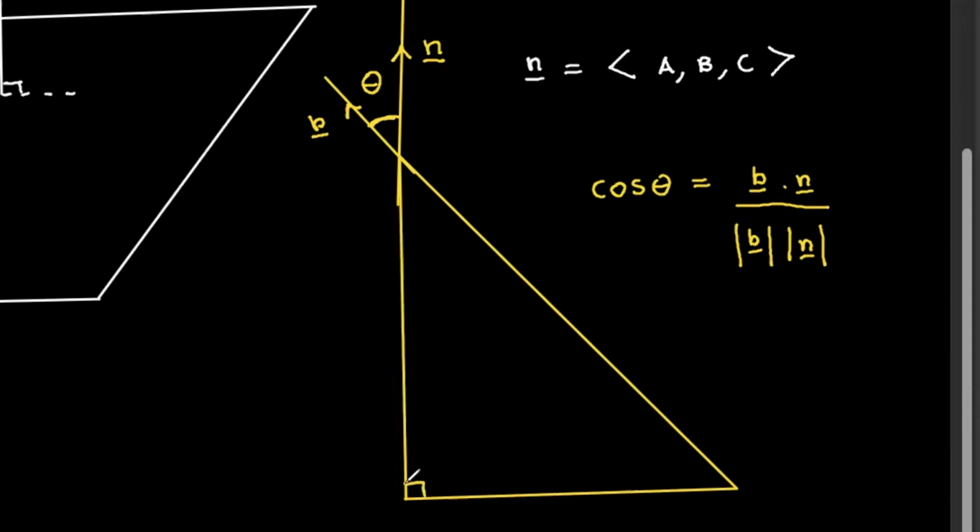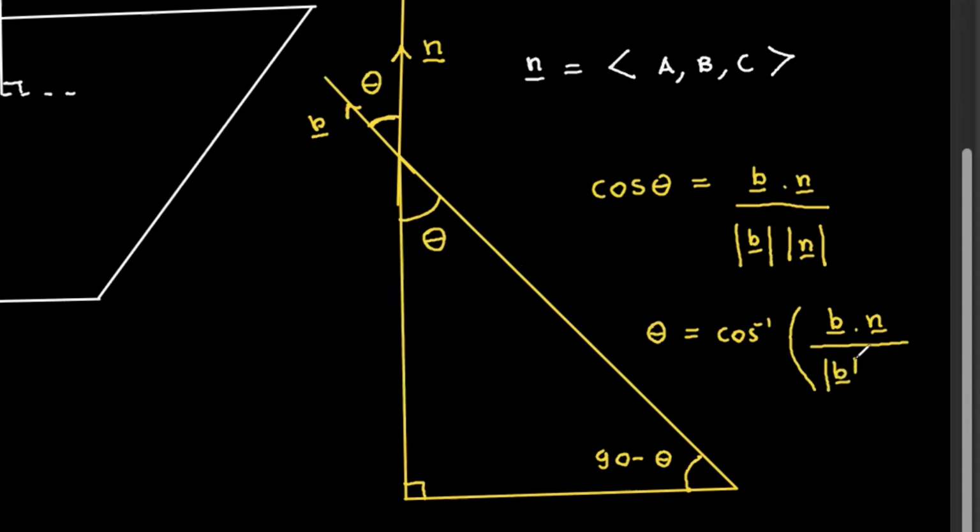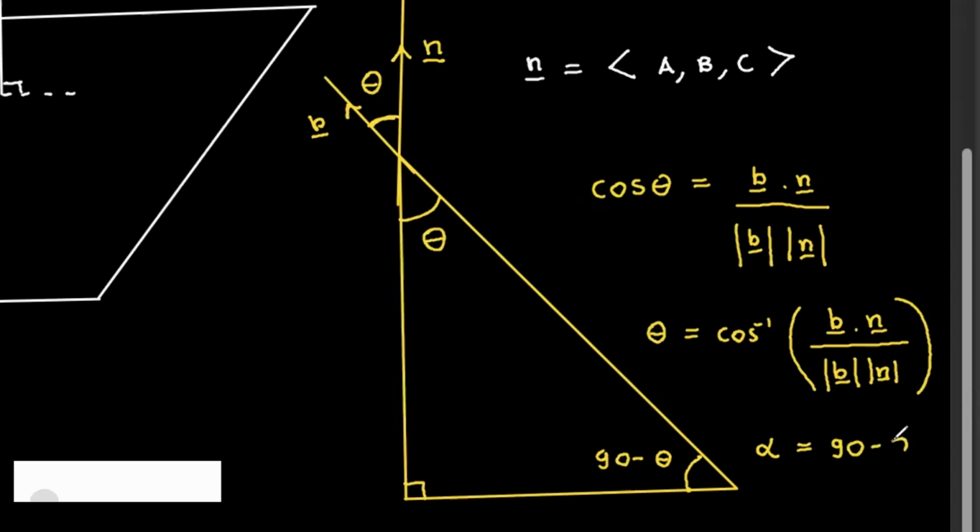We know this is 90 degrees, so this will also be 90 degrees. Why? Because this is the vertically opposite angle, and this angle will be equal to 90 minus theta, which is what we want to find, the alpha. Since we know cos theta, we can find theta. Theta can be given as cos inverse of the scalar product of b and n over modulus of b into modulus of n. Alpha will be equal to 90 minus theta. Since we know theta, we can substitute here and find the angle alpha.